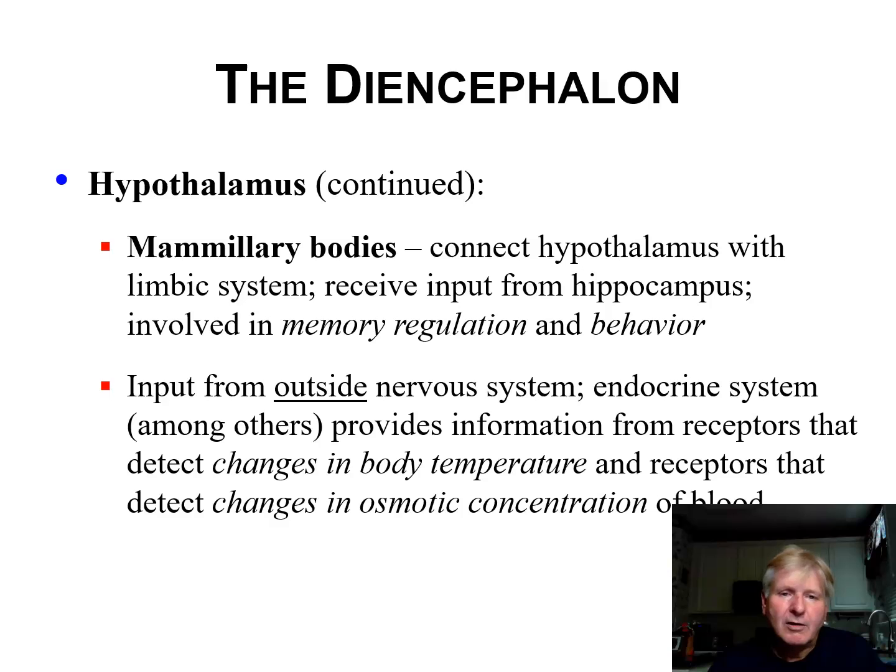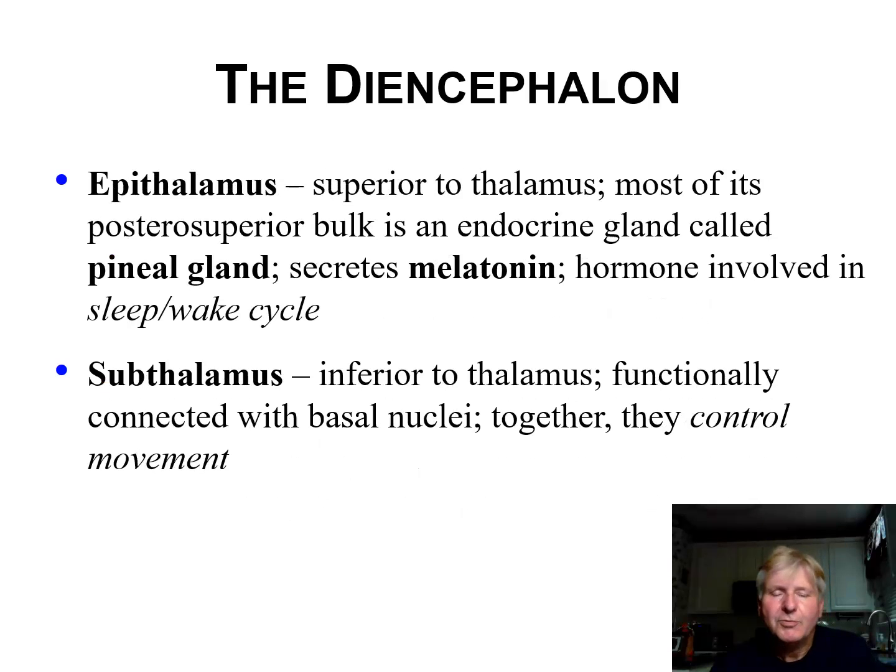the hypothalamus. The epithalamus, which is superior to the thalamus, contains a gland called the pineal gland, which secretes melatonin, which is a hormone involved in your sleep-wake cycle. And then the subthalamus, inferior to the thalamus, is functionally connected with the basal nuclei, and together they help control movement.